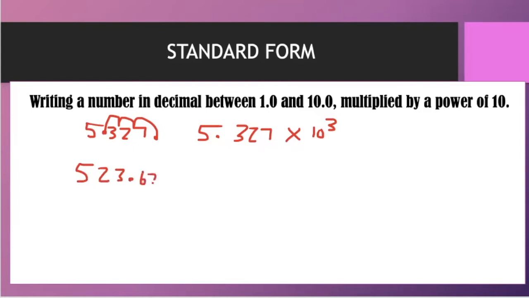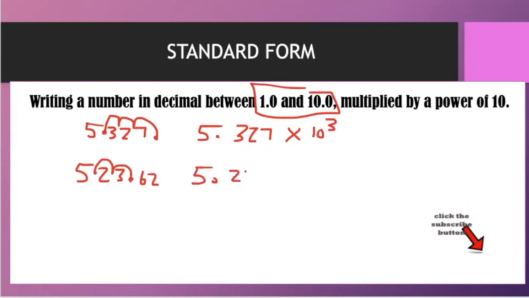So once again, if I have this example, it means I will have to move the decimal point until it reaches between 1 and 10. So here I move it 2 places to the left because there I'm able to get a number that is between 1 and 10. That's 5.2362. Then I have times 10 to the 2 because I moved 2 places to the left.